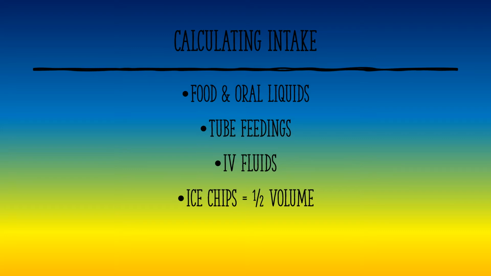Now, when we're calculating ice chips, that takes up more volume in the cup than there's actually liquid volume. So we estimate and calculate the ice chips volume as half that volume. So a cup of ice chips is actually going to be calculated as a half cup of ice, because when it melts, it's not going to take up that much volume.